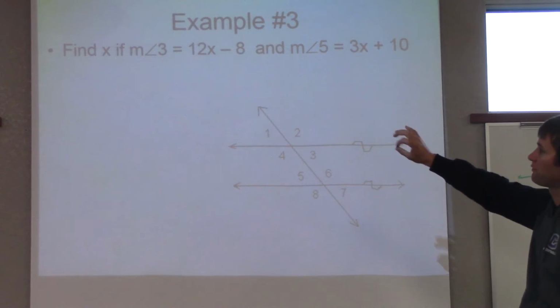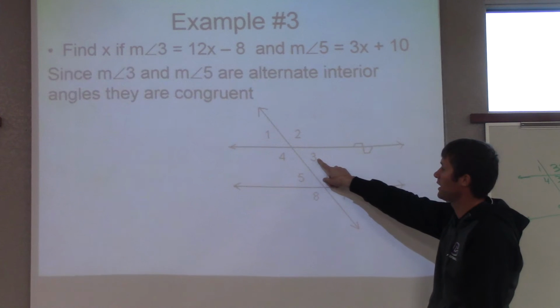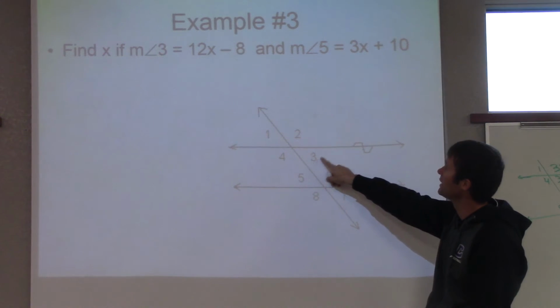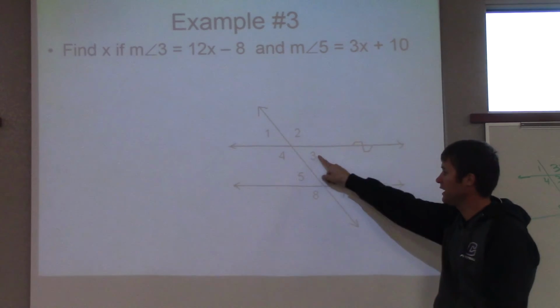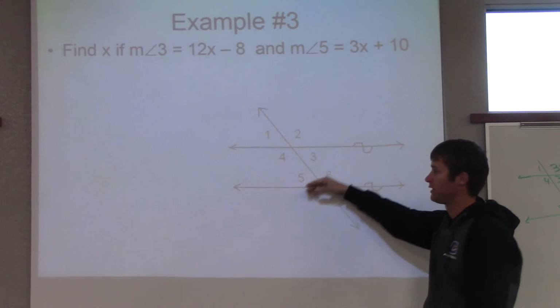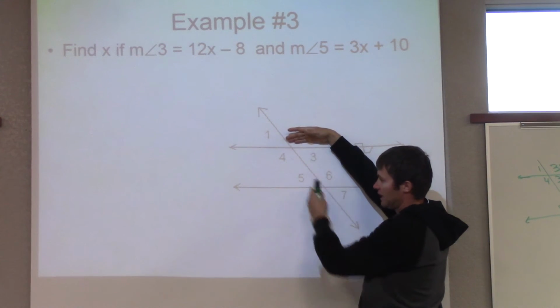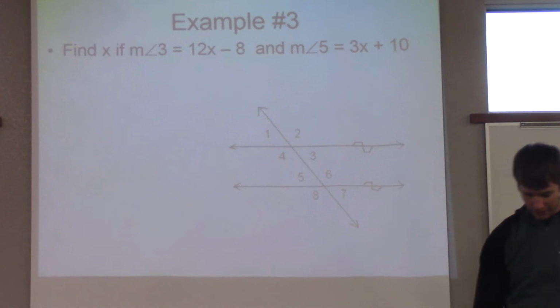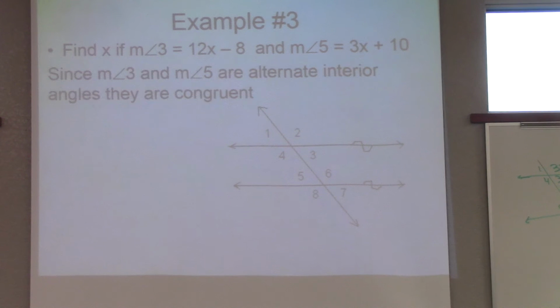Last one. Angle, find the measure. All right. Angle 3 is 12x minus 8. Angle 5 is 3x plus 10. So you have 3 and 5. What type of angles are 3 and 5? They're inside our parallel lines. They're on opposite sides, so we call those alternate interior. What do we know about alternate interior angles? They are congruent. So now we can set up an equation that they're equal to one another.